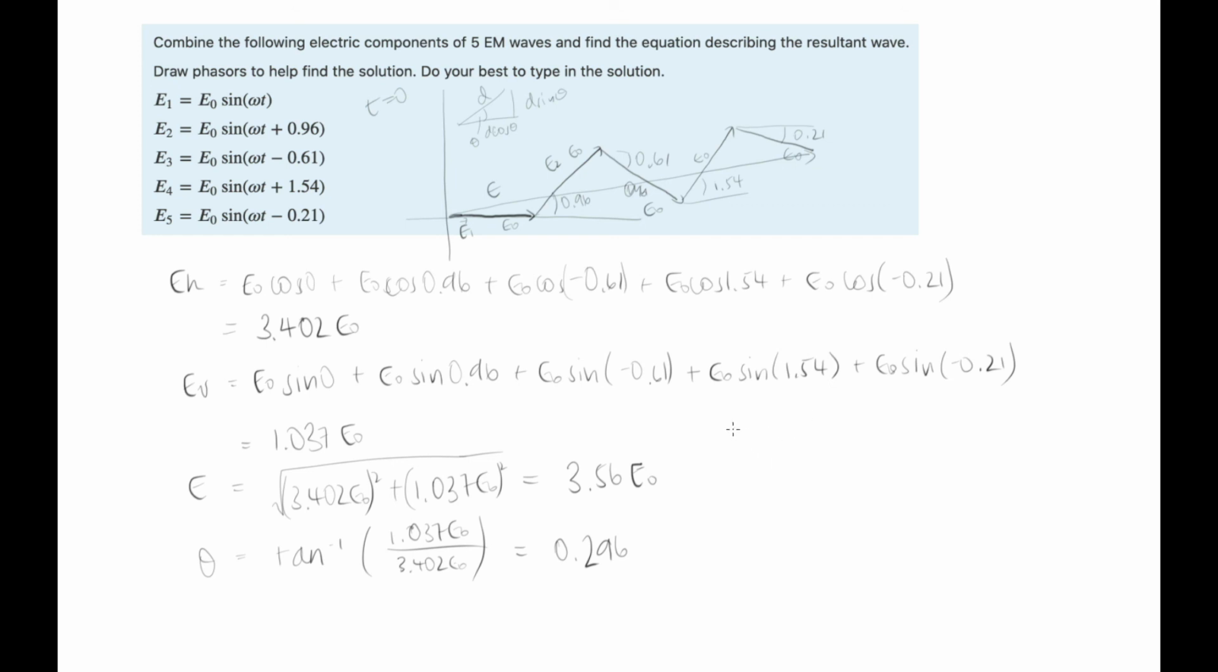So therefore, our resultant is going to be 3.56 E0 sine omega t plus 0.296. And that's how you do that question.